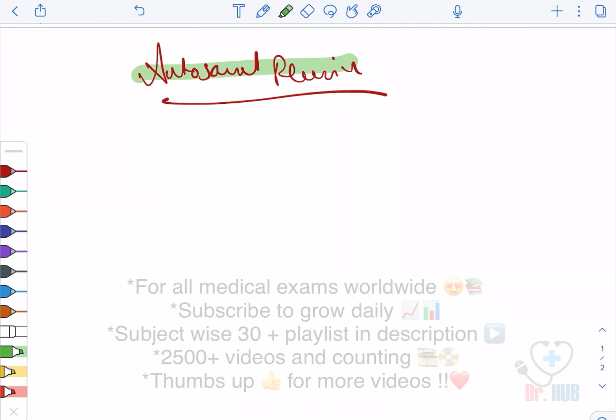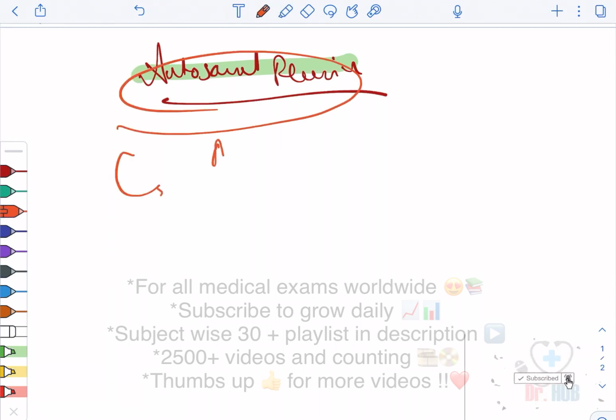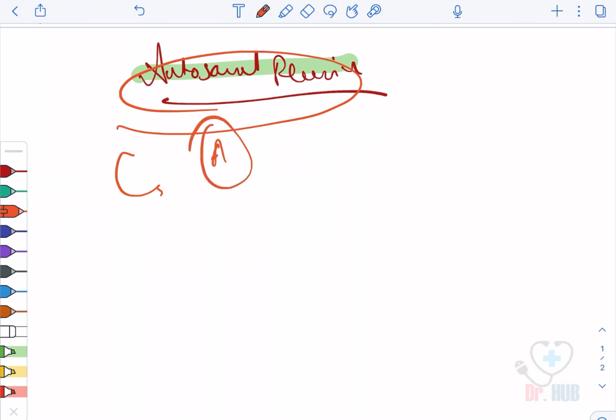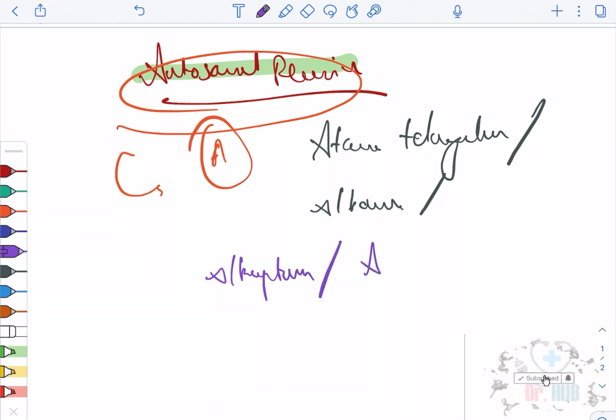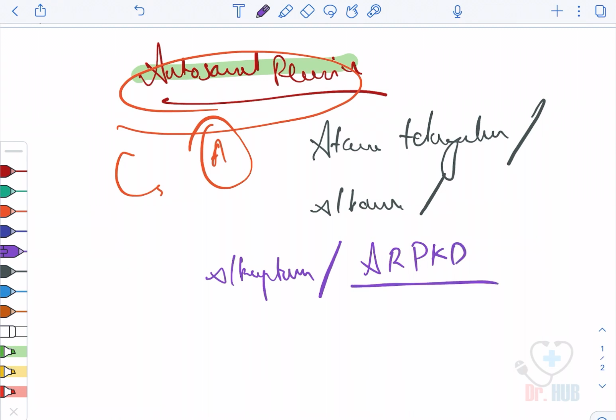Autosomal recessive disorders, and we are focusing on the inheritance patterns here. So the mnemonic is ABCD. So it starts with A. The A stands for ataxia telangiectasia. Next comes A for albinism. Then there is also alkaptonuria and autosomal recessive polycystic kidney disease. That is nothing but the ARPKD.